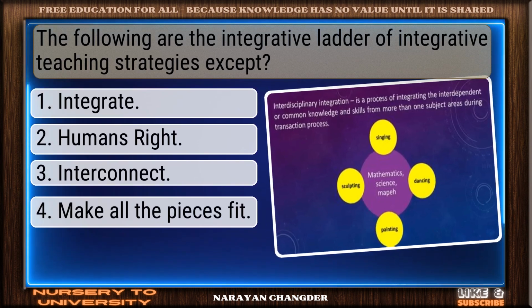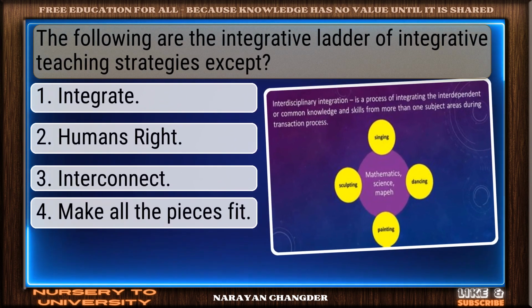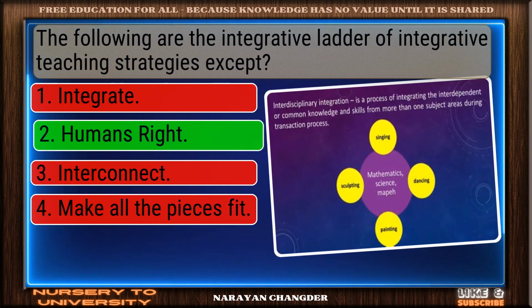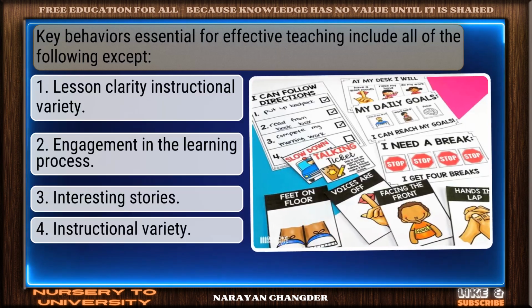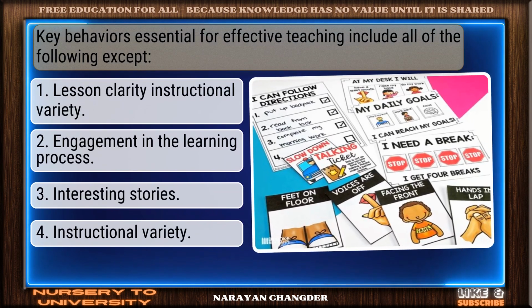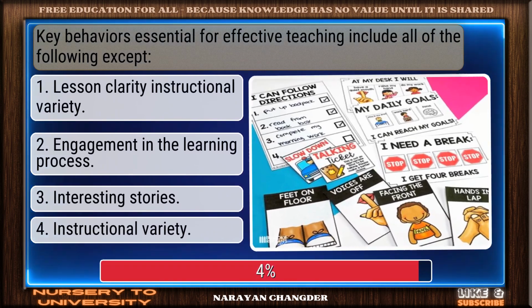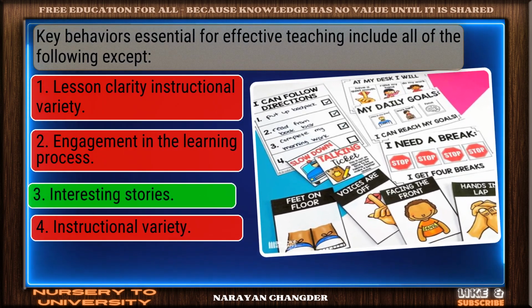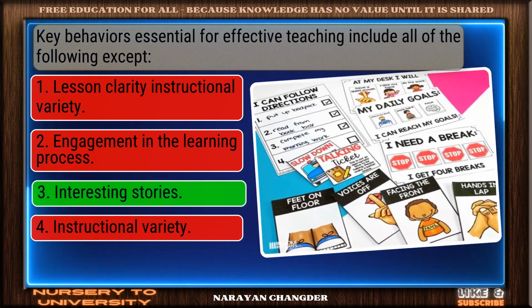The following are the integrative teaching strategies, except. On track. Humans right is the correct answer. Key behaviors essential for effective teaching include all of the following, except. You got it. Your choice interesting stories is right.